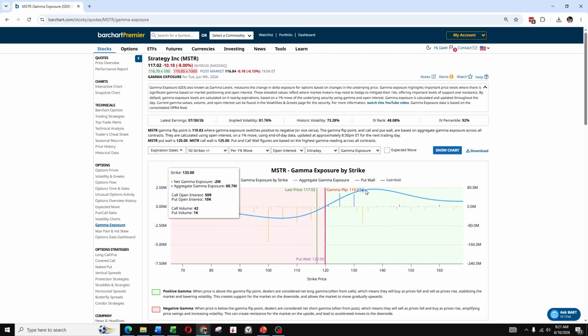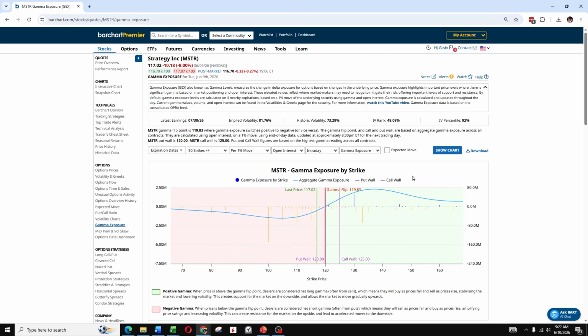Now we've also got a put wall at 120 and a call wall up at 125. With the gamma flip point at 120 and the put wall at 120, that could provide some significant resistance now that the stock is below those levels. And if the stock does get a little bit of a bounce, it might really struggle to get above that 120 level.